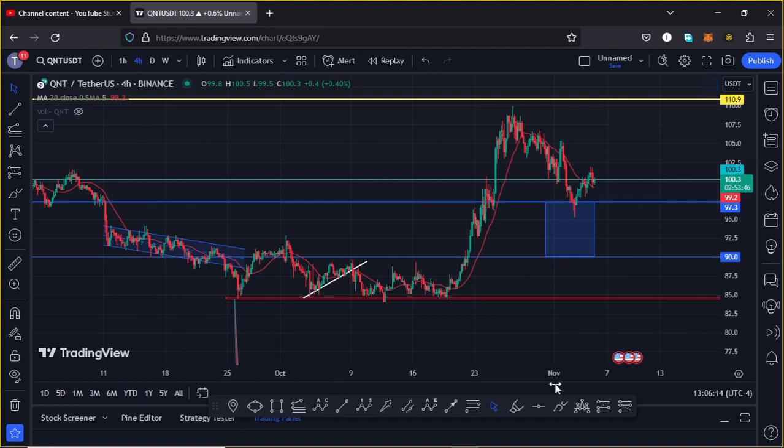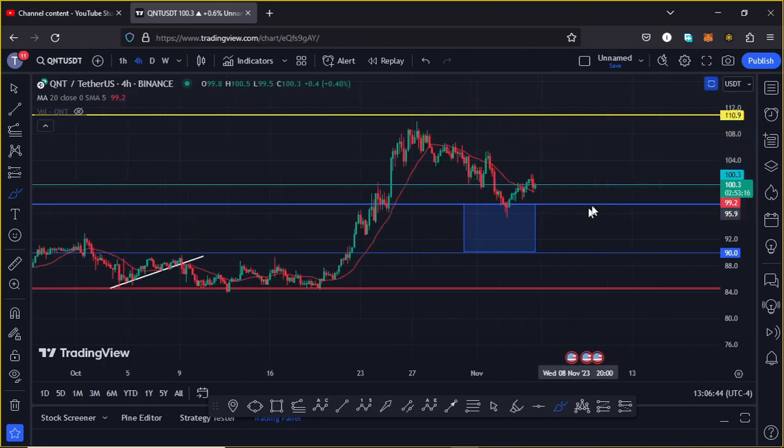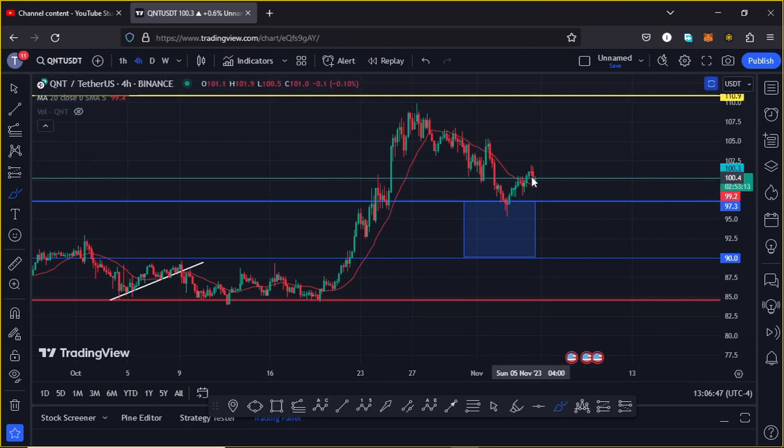Then we finally saw the breakout to the upper side, breaking above significant areas of resistances in a move that gave us a high above the $110.3 mark. And we also got rejected at our key area of resistance at around the $110.9 mark, in a move that has now been giving us a bit of a rejection over here and a pullback to the lower side. And if by any chance QNT loses our significant area of support at around the $97.3 mark, then I will be expecting further pullback into this blue target area that I have highlighted here on the charts.